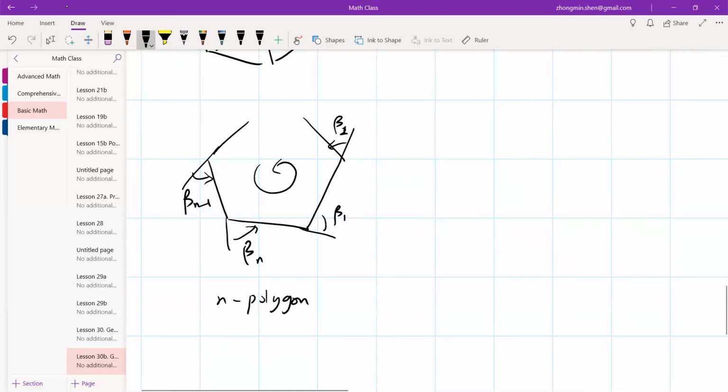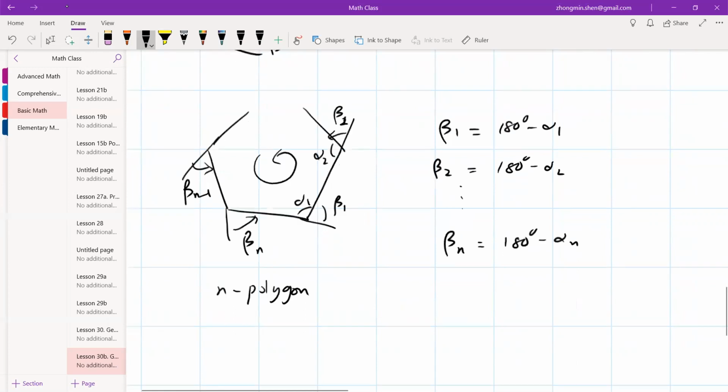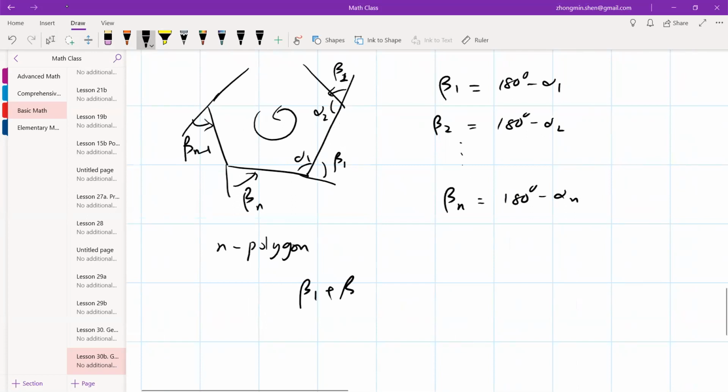How do you do that? This is alpha 1, this is alpha 2. So beta 1 equals 180 degrees minus alpha 1. Beta 2 equals 180 degrees minus alpha 2. And keep going, beta n equals 180 degrees minus alpha n, because the sum of those two angles will be 180 degrees. Then you add them together, the same idea: beta 1 plus beta 2 and beta 3 all the way to beta n. Then you have 180 degrees times n, n terms there, then minus alpha 1, alpha 2, through alpha n.